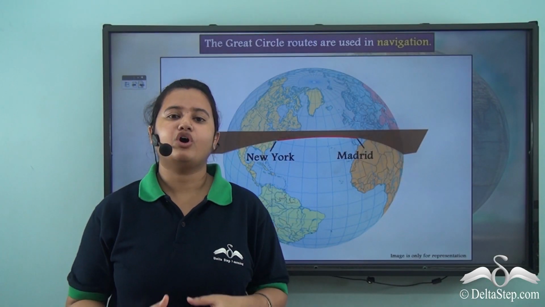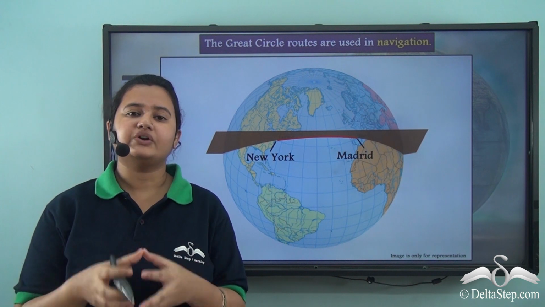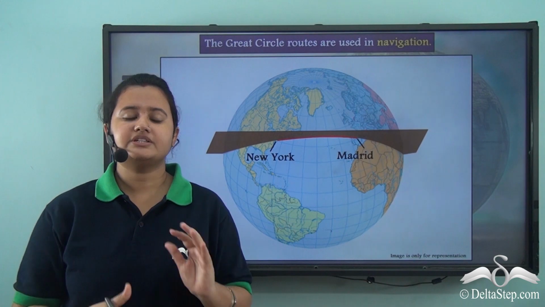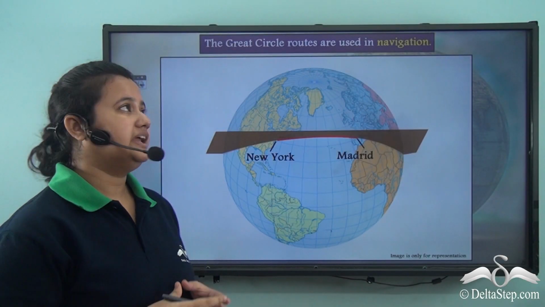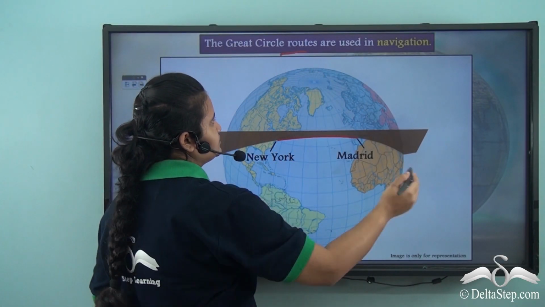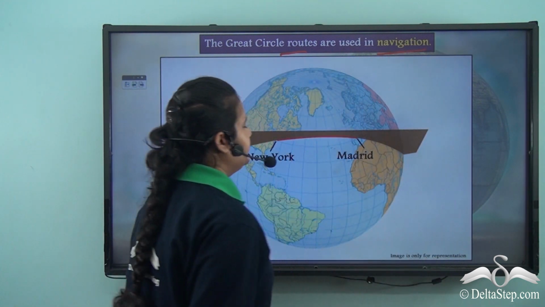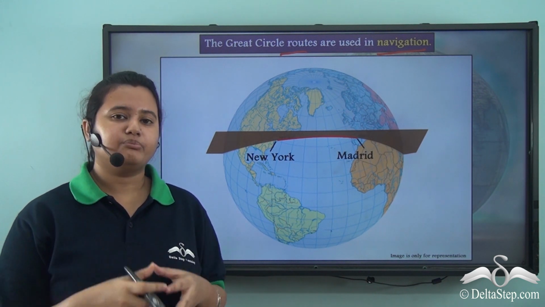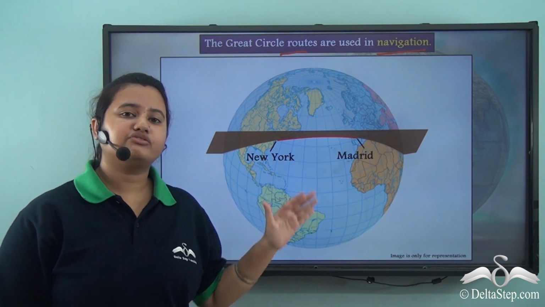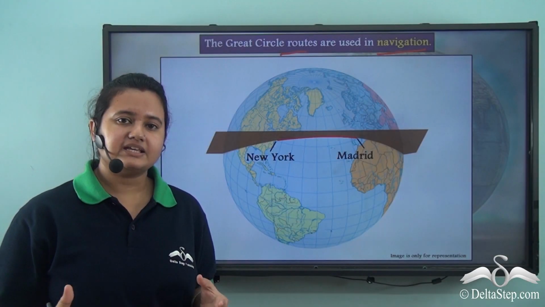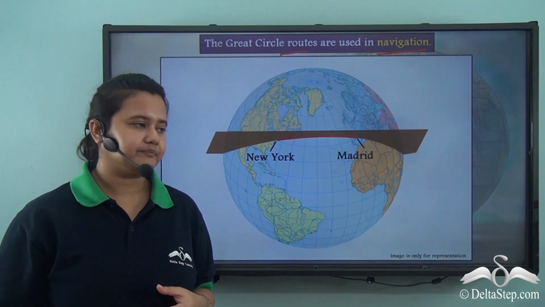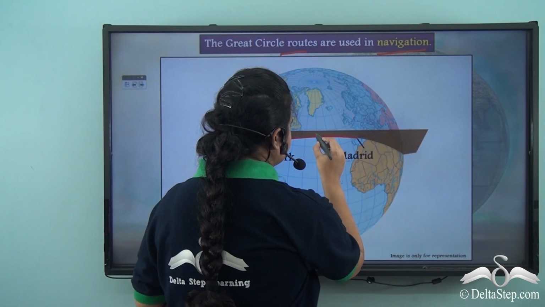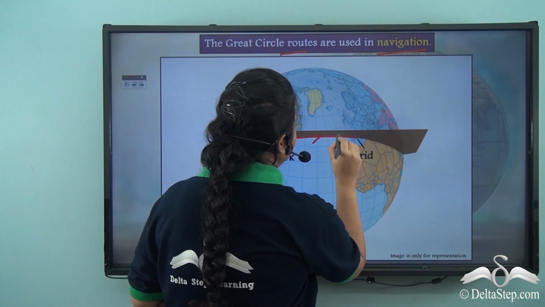From the activity of lemon, we learned that great circle denotes the smallest distance or the shortest distance. And this is the reason why great circle routes are used in navigation. That is, the great circle routes are followed by sailors and pilots to travel across different parts of the world. In this case, they save a lot of fuel. So if you have to travel from New York to Madrid, you will follow this great circle route.